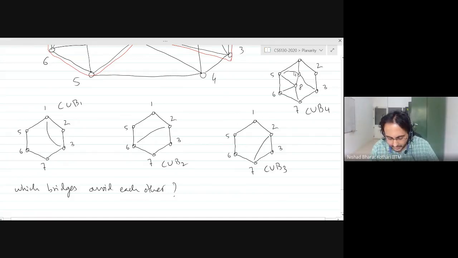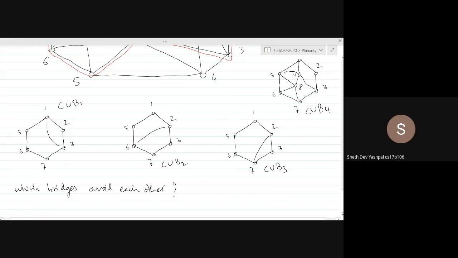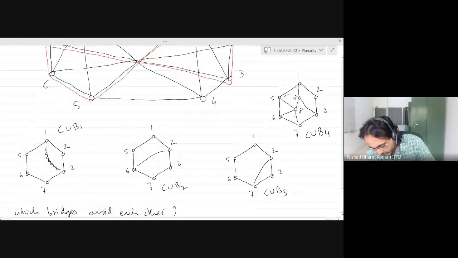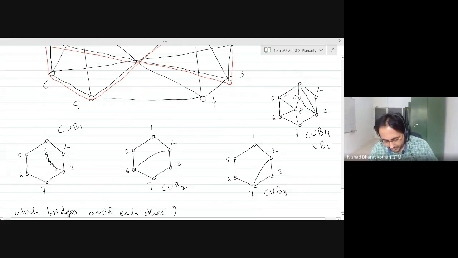So did you say B1 and B4? B1 is 1, 3, and B4 is this last guy here, right? This bigger bridge with 2 vertices and 7 edges. So why do they avoid each other? Because you could just draw B1 inside here, right? So you can get a drawing of C union B1 union B4, and you can still keep it planar because they avoid each other. Good.